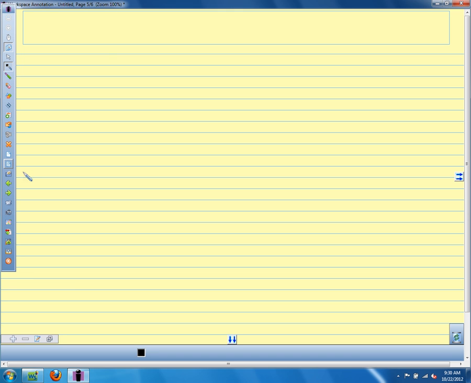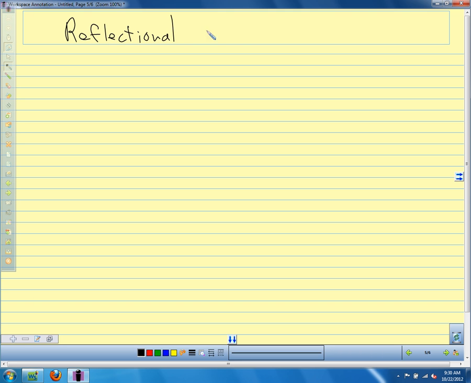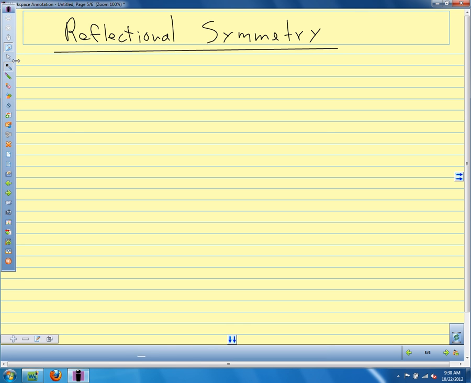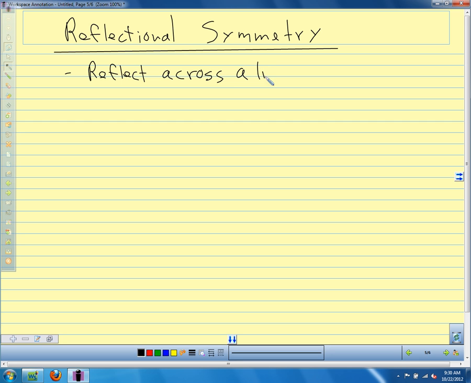Last couple of things, really easy things to talk about, is symmetry, and it's again something that we are all pretty familiar with. The first kind of symmetry is reflectional symmetry. And reflectional symmetry just means that after we reflect across a line, the image and the original are the same.